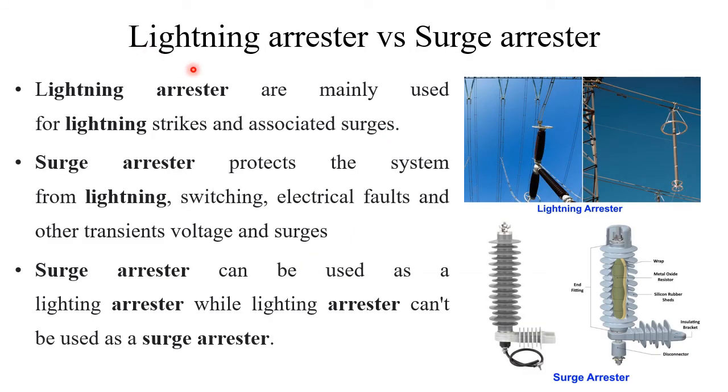Difference between lightning arrester and surge arrester. Lightning arresters are mainly used to protect components from lightning over voltages and their associated surges, whereas a surge arrester protects the system from all kinds of transient over voltages, which include lightning over voltage, capacitor switching, and other kinds of electrical fault. Simply we can say that a surge arrester can be used as a lightning arrester, while a lightning arrester can't be used as a surge arrester.